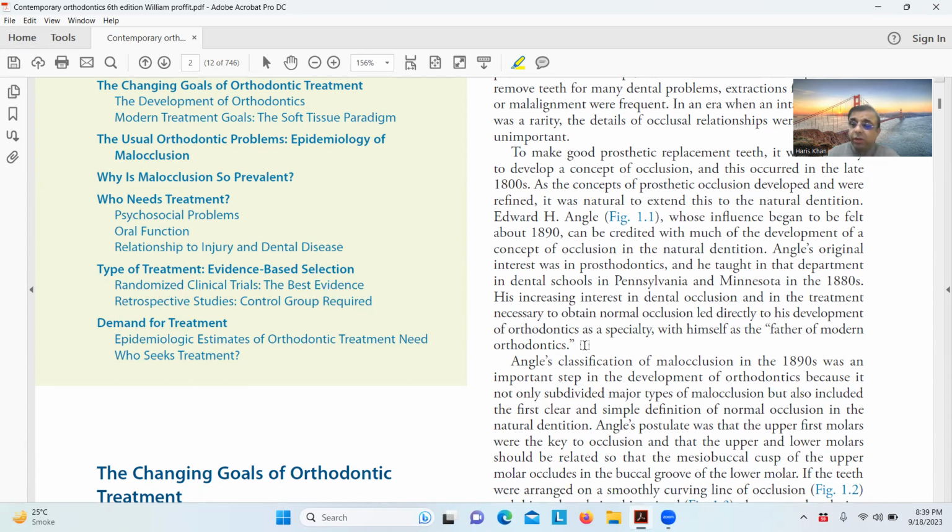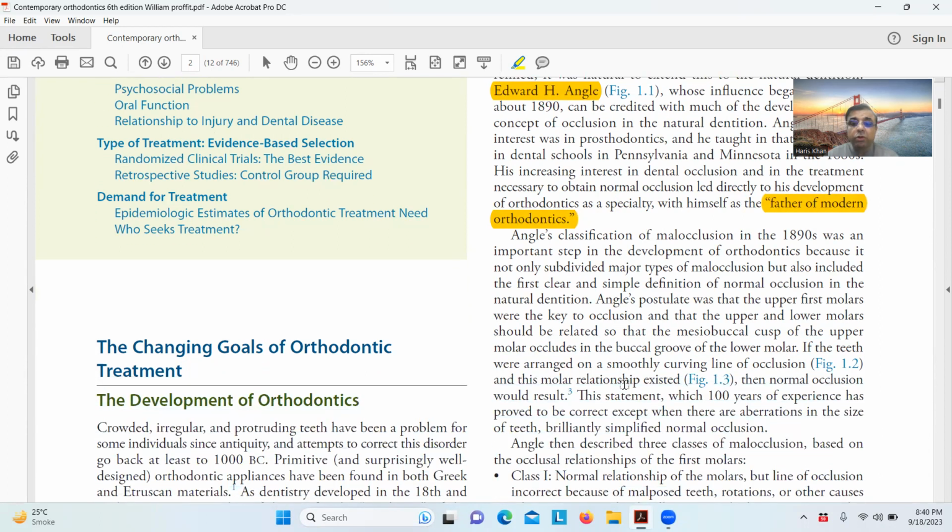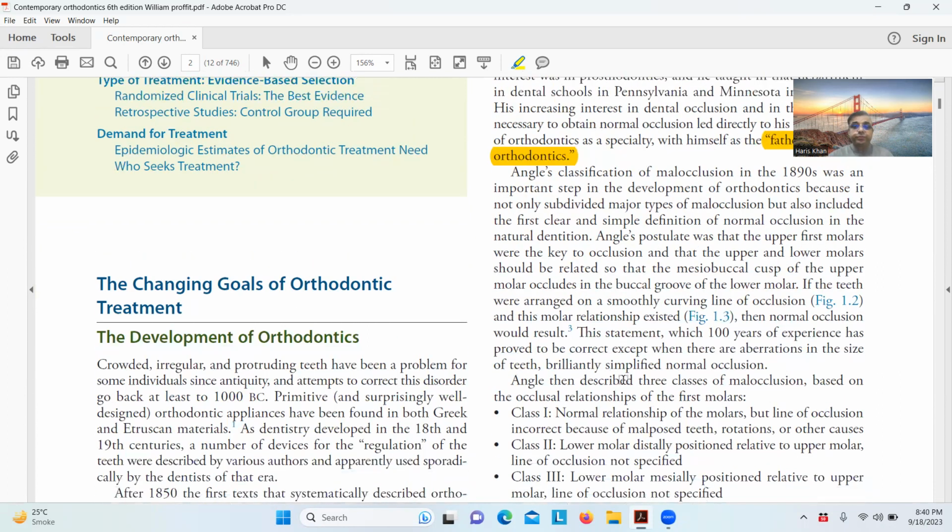Sometimes, for the sake of discussion, they may ask, who was Engel? Engel is considered the father of modern orthodontics. Sometimes this comes up as an extra discussion during the viva exam, so that line can be used. Otherwise, it does not have any importance as far as the theory or the MCQs are concerned.